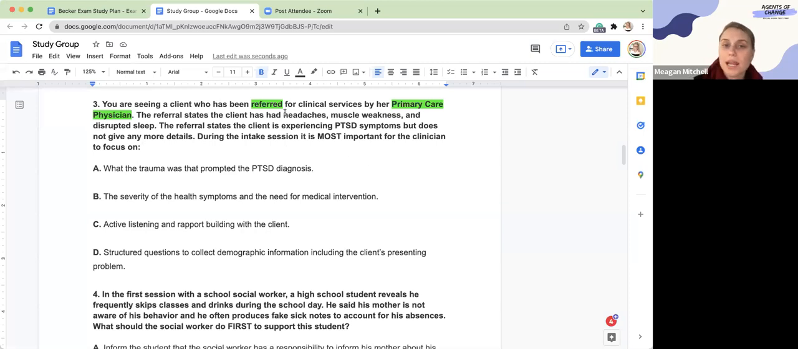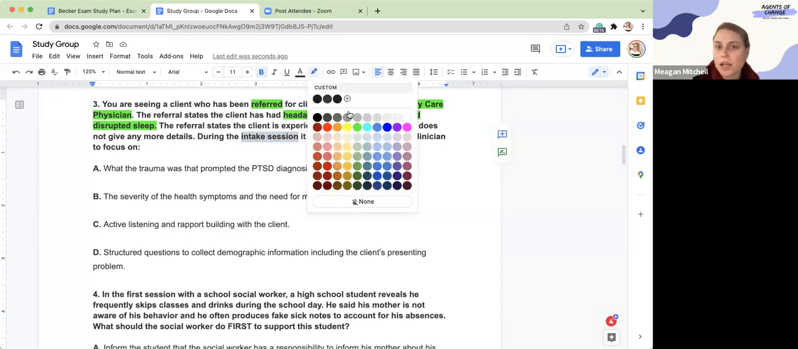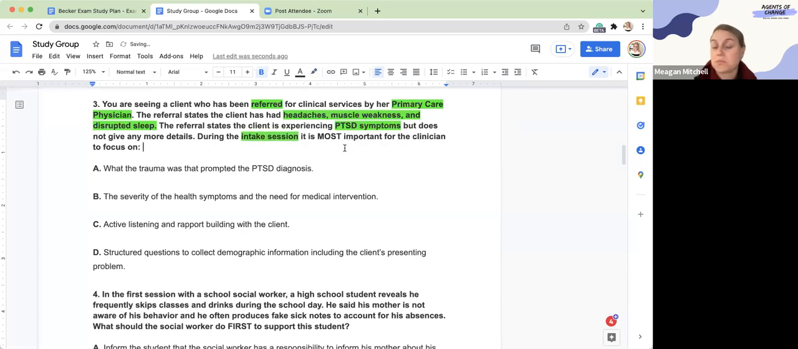What are the symptoms? Headaches, muscle weakness, and disrupted sleep. All symptoms of PTSD, which is the diagnosis. And what do we know about PTSD? Trauma informed. We need to be trauma informed. We need to be sensitive. That's something we need to consider. This client has had trauma. They have a PTSD diagnosis. During the intake session, how long have we known this client? Not very long. Not very long at all.